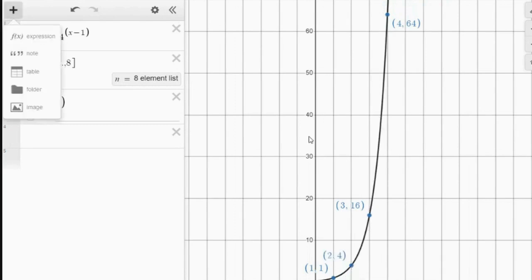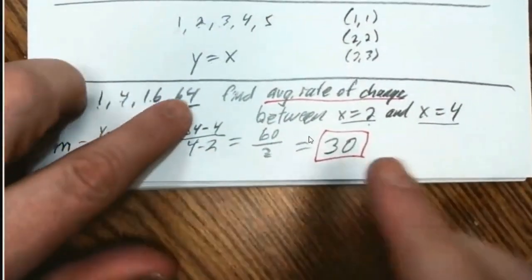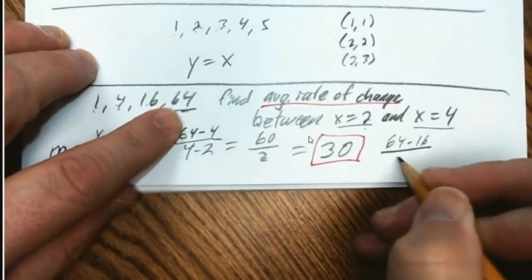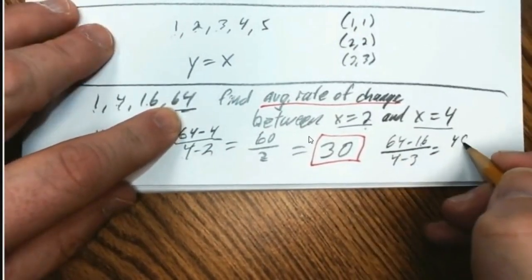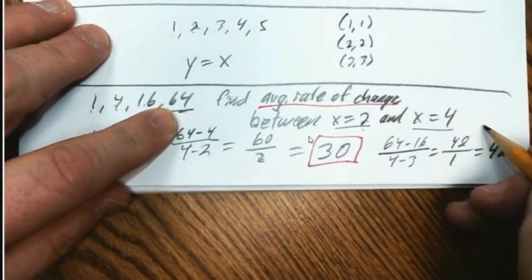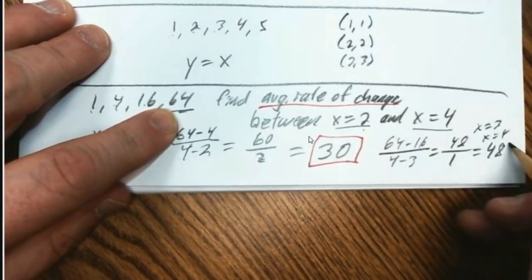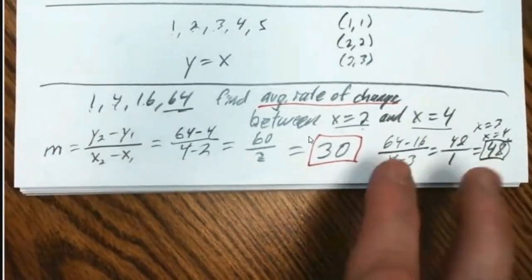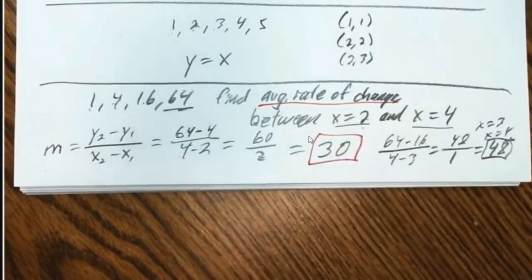So if we calculate between 3 and 4, between 64 minus 16 and 4 minus 3, 64 minus 16 is 48 over 1. So the slope between x equals 3 and x equals 4 is 48. That's a lot steeper. So in a geometric sequence, the rate of change is going to be different between any two points.